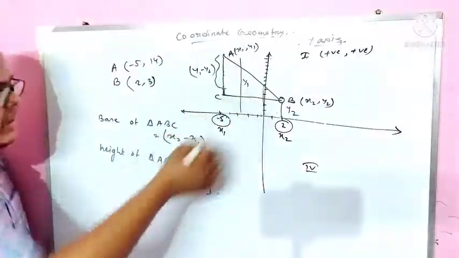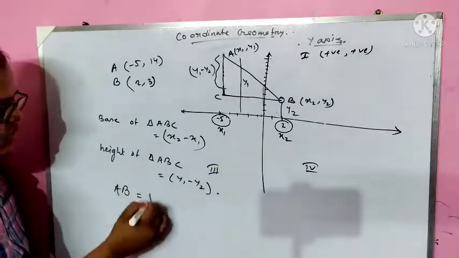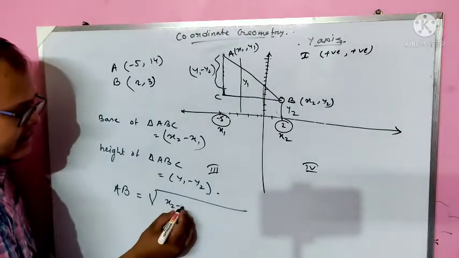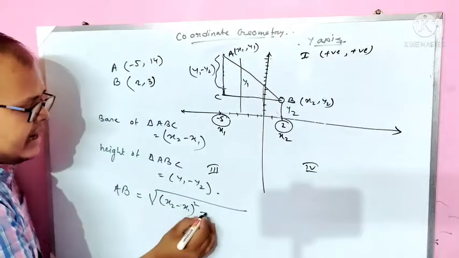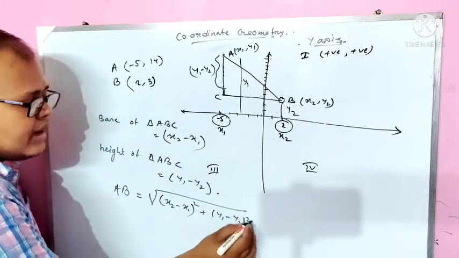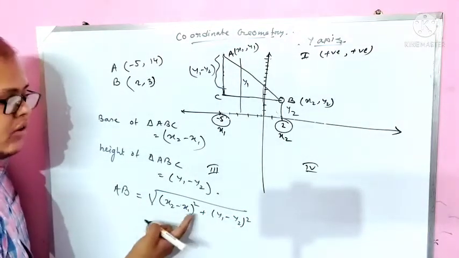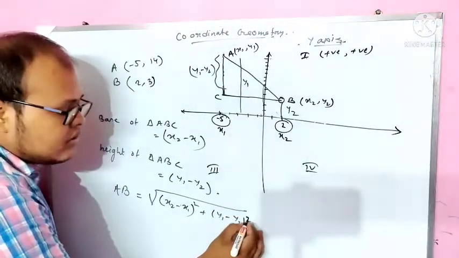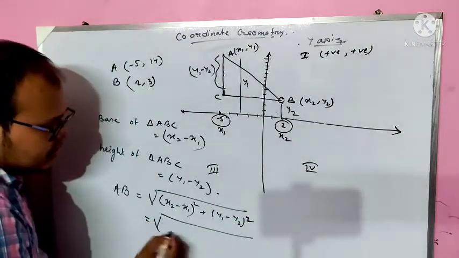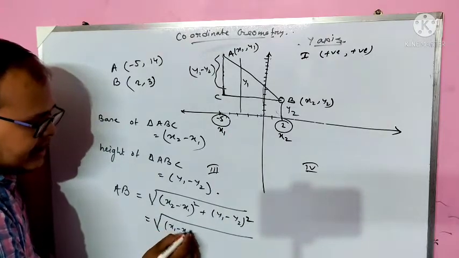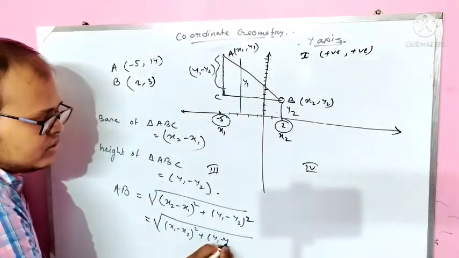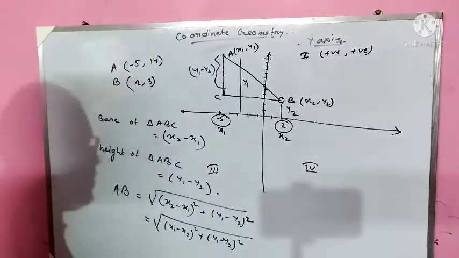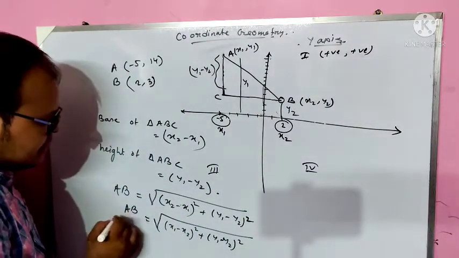Now how to find the hypotenuse? AB equals root over height square plus base square. So base first: x2 minus x1 whole square plus y1 minus y2 whole square. Now y1 minus y2 or y2 minus y1 doesn't matter because the whole square is there. So ultimately you will get x1 minus x2 whole square plus y1 minus y2 whole square, then its square root. That means this is the distance formula we have got.